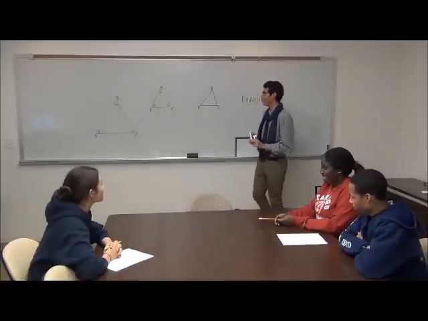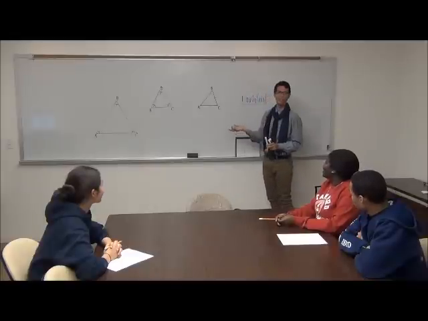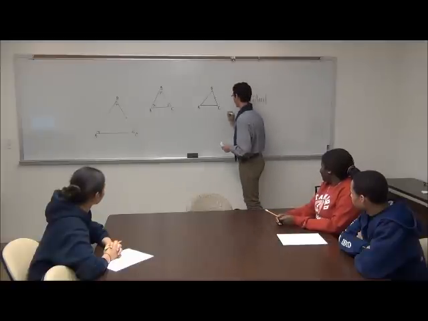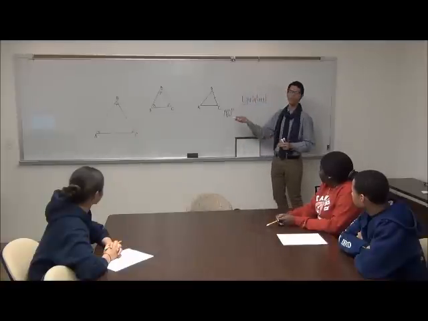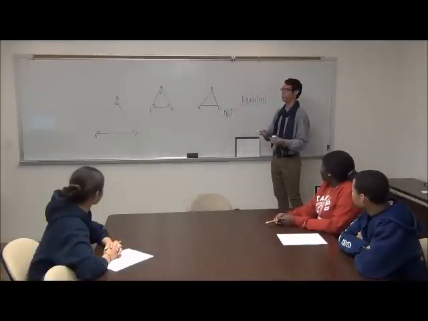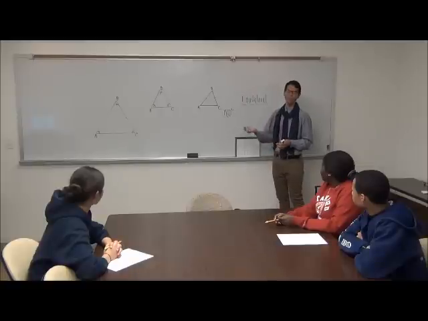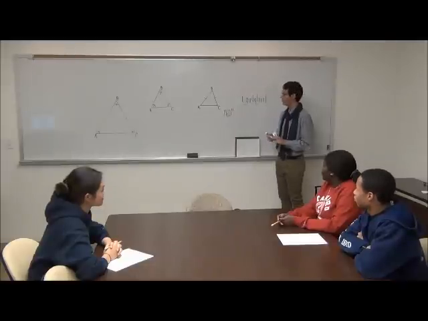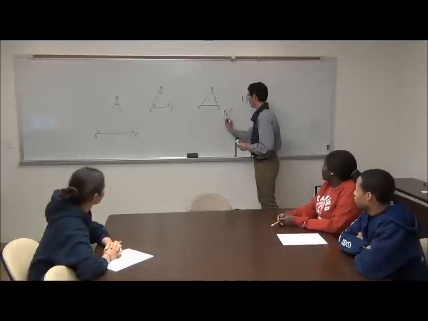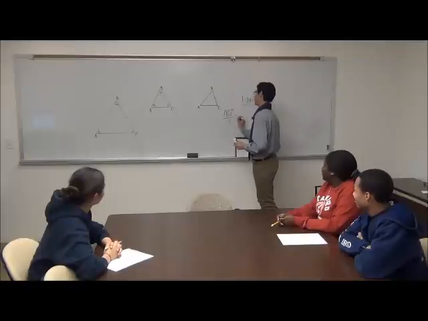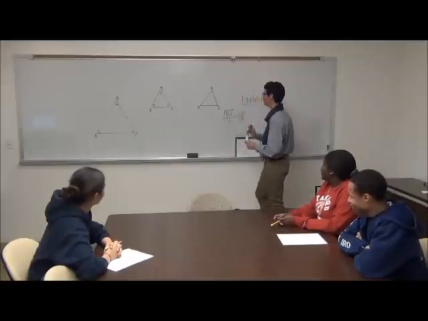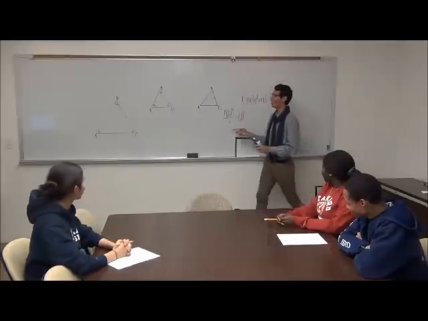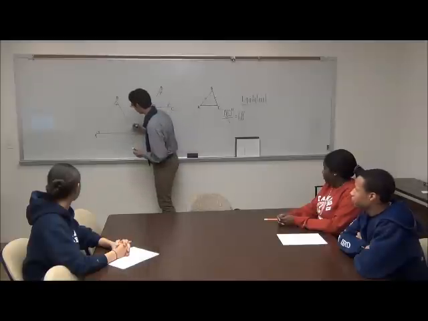So, who can remind me about the angle measurements? What do they add up to in a triangle? We said that they add up to 180 degrees. That's right. So, if the angles are all equal, and there's 3 angles in an equilateral triangle, what must they equal? Well, if you divide 180 by 3, because that's the number of angles in a triangle, then you probably get something like 60. 60 is actually correct. So, in an equilateral triangle, all the angles are equal to 60 degrees.